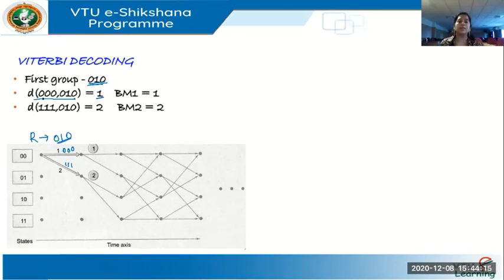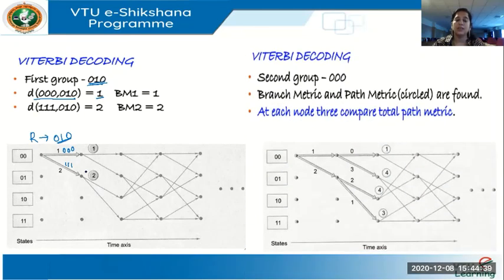Okay. Similarly, for this branch, I'll find the distance between the received code bits 0, 1, 0 and the branch code here 1, 1, 1. Again, you can see there are 2 bits which are differing. So the branch metric becomes 2. For this second line, the branch metric is 2. Like this, we have to proceed. The second group now, in the first group we are done.